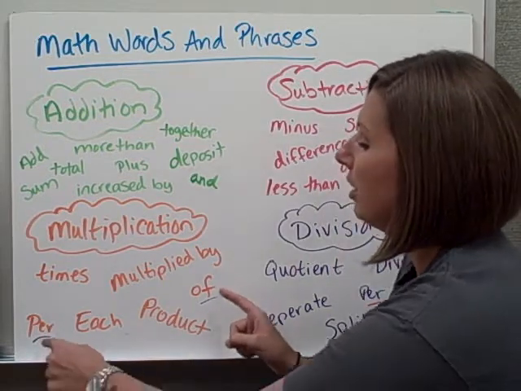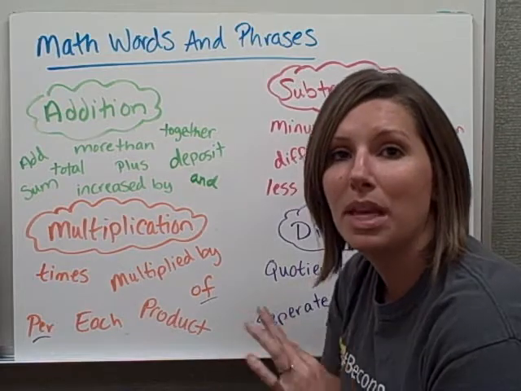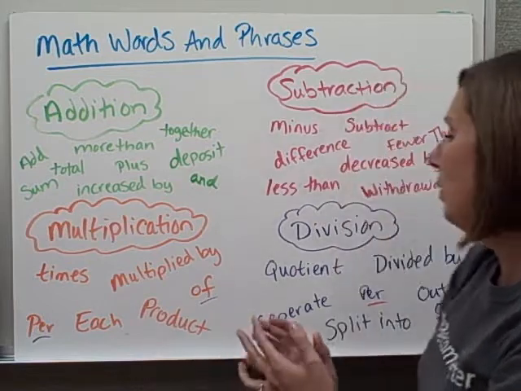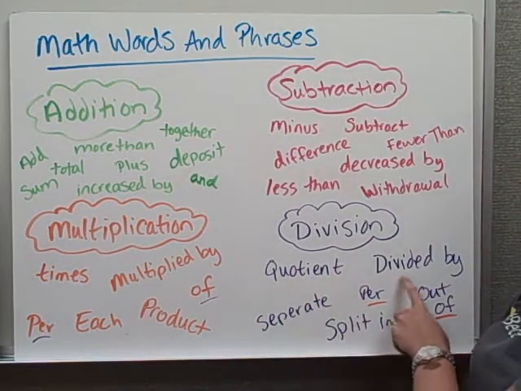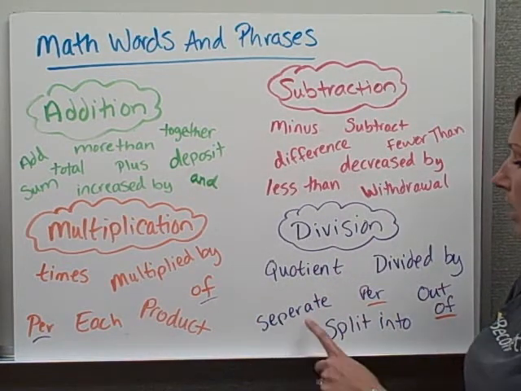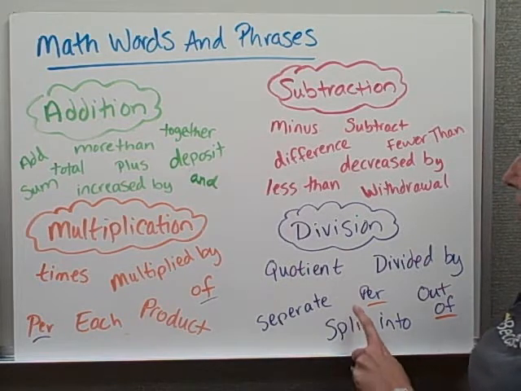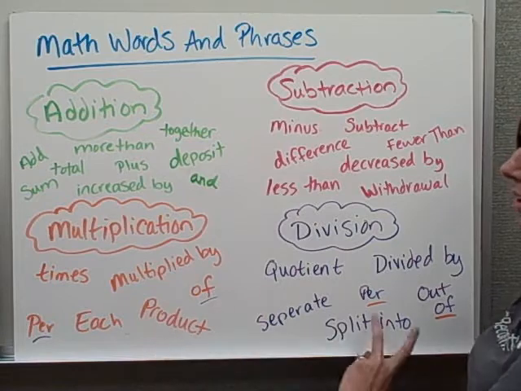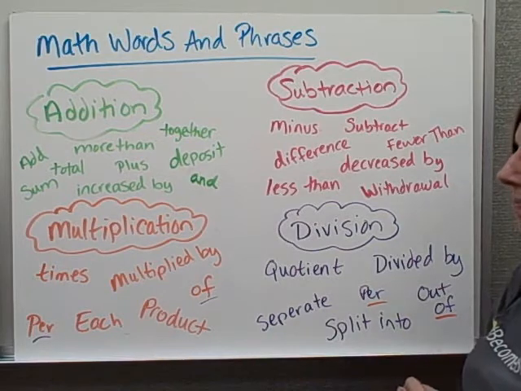Now, these two words, per and of, sometimes get used also in division. So in division, we've got the words quotient, divided by, separate, split into, per, and out of. So you can see those words kind of mirrored in multiplication and division.